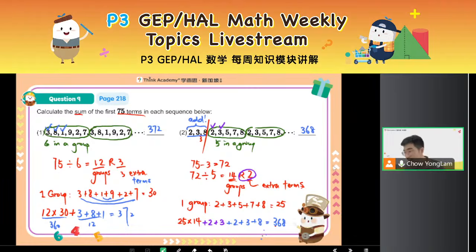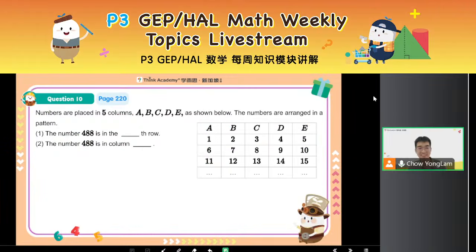Now, this is our question 9, which is what normal questions on scientific problems are like. Now, for the end of this lesson, the last question, I want to introduce something more interesting. Have you seen cyclic problems in a table form? Numbers are placed in 5 columns, A, B, C, D, E, as shown below. The numbers are arranged in a pattern. Can you see the pattern?